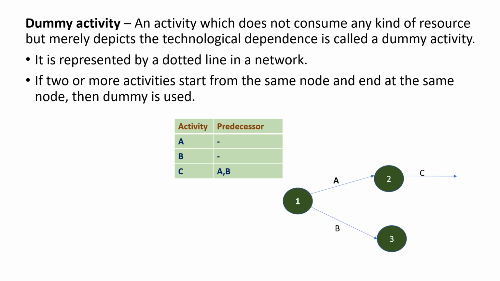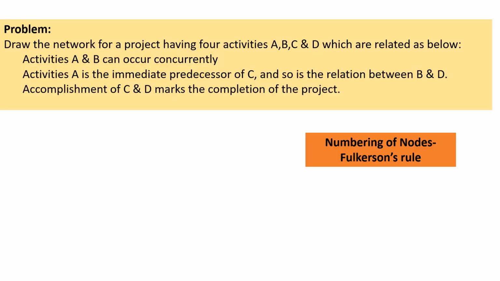Activity C's predecessor is both A and B. In such a case, we can use a dummy arrow to represent the relationship. Let us look at a problem. Draw the network for a project having four activities A, B, C, and D, which are related as below.